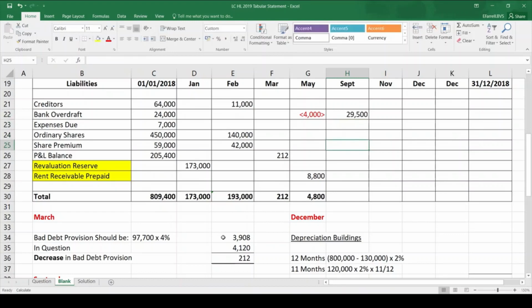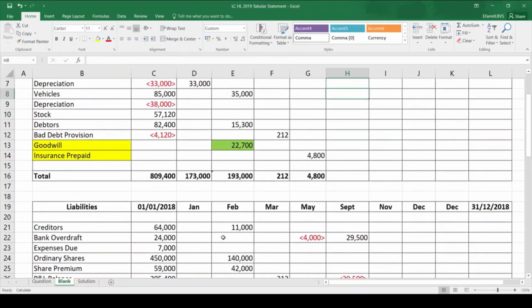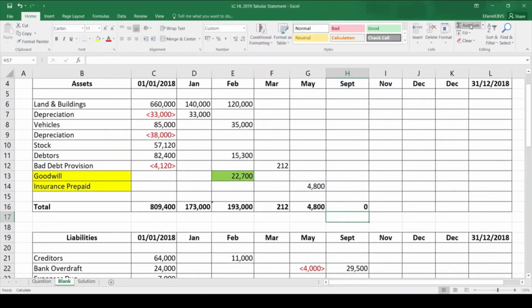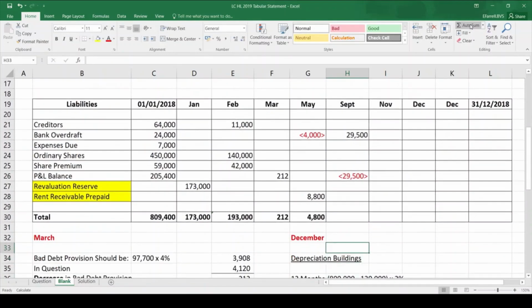And it also means if we pay out a dividend, it's going to reduce our profits, because at the bottom of a profit and loss account, you would take away dividends paid. So it's going to reduce our profit by 29,500. So in this month, there are no adjustments in assets. So they are going to add up to 0. And down the liabilities, we have a plus 29,500 and a minus 29,500. So again, they are going to add up to 0. So it balances.